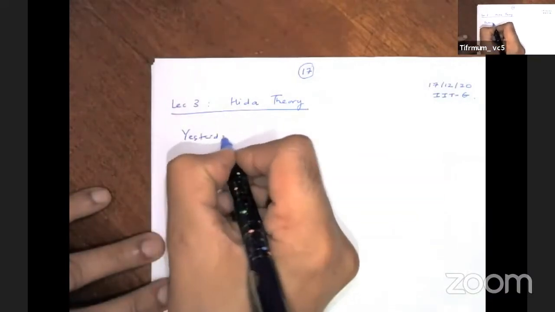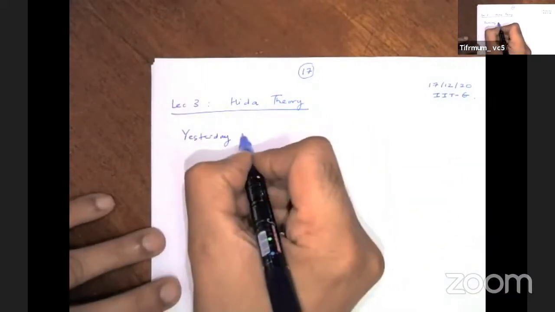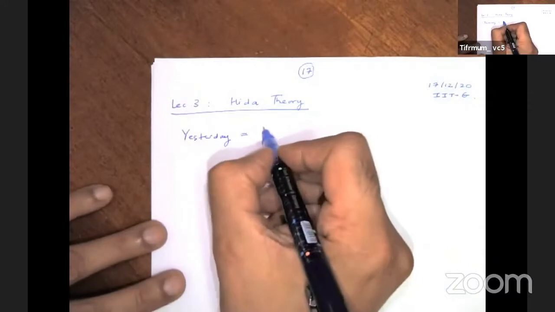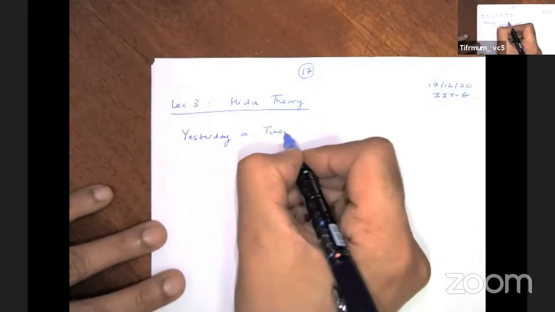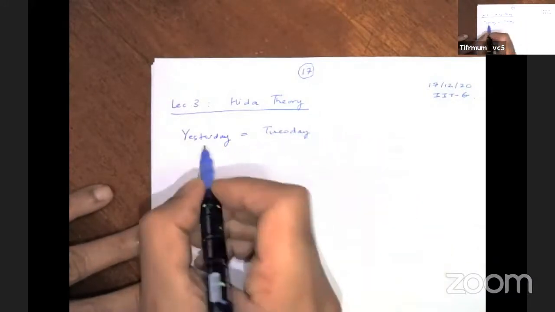I keep writing yesterday and tomorrow, but of course I mean yesterday was Tuesday. It's actually Wednesday really, but I meant Tuesday.